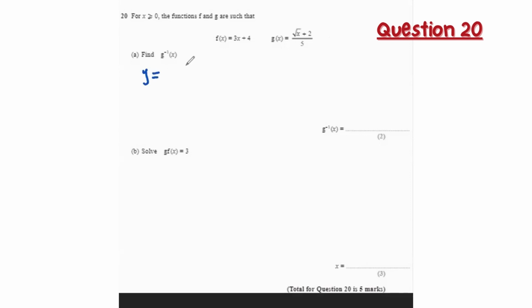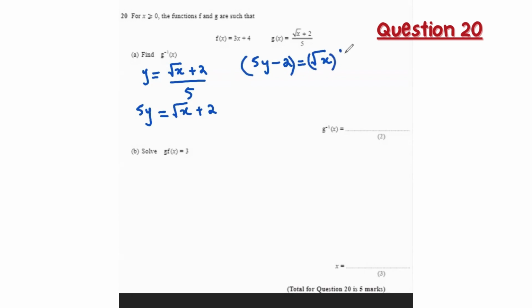To find the inverse of g, first put the g function equal to y. Now we're going to make x the subject. To make x the subject, I'm going to first cross multiply to get rid of the fraction. So it becomes 5 times y equals square root of x plus 2. Now I'm going to bring 2 to the other side. So it's going to be 5y minus 2 equals square root of x. Now last step, to get rid of the square root, I'm going to square both sides. That's going to be (5y minus 2) squared equals x. So the inverse is going to be (5x minus 2) squared. That is your answer.